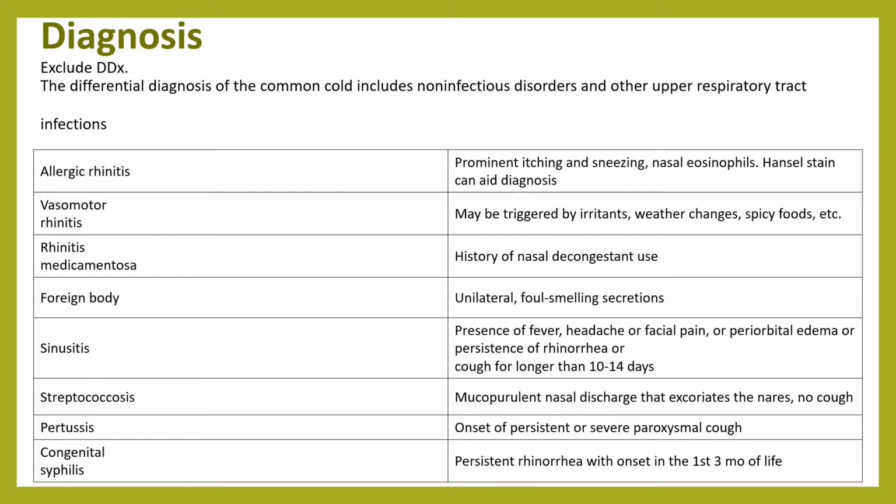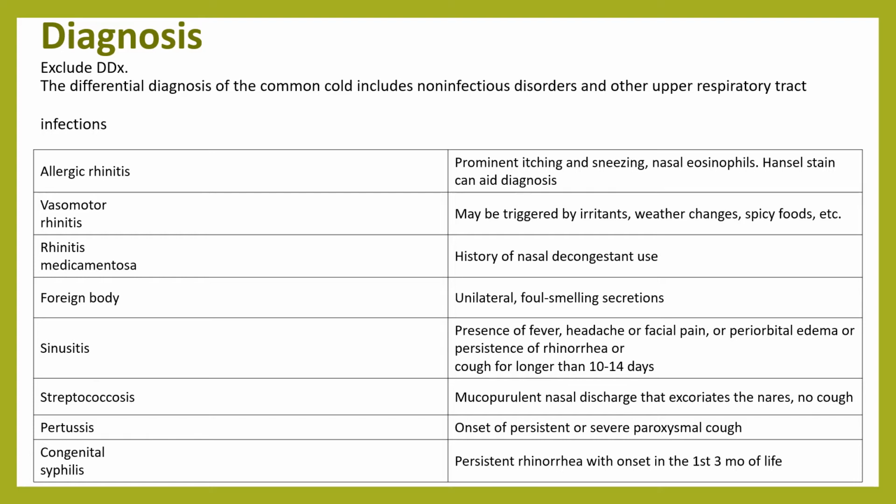Allergic rhinitis is one, and at the top of the list. If the cause of the upper respiratory tract symptoms is allergic rhinitis, it is associated with more prominent itching and sneezing, and nasal eosinophilia or Hansel stain can aid the diagnosis.